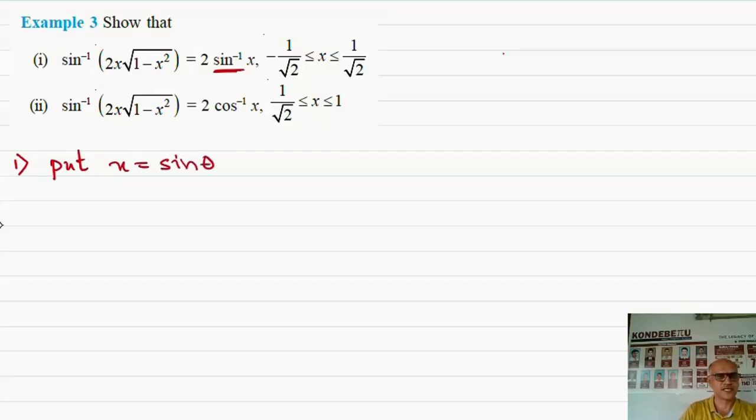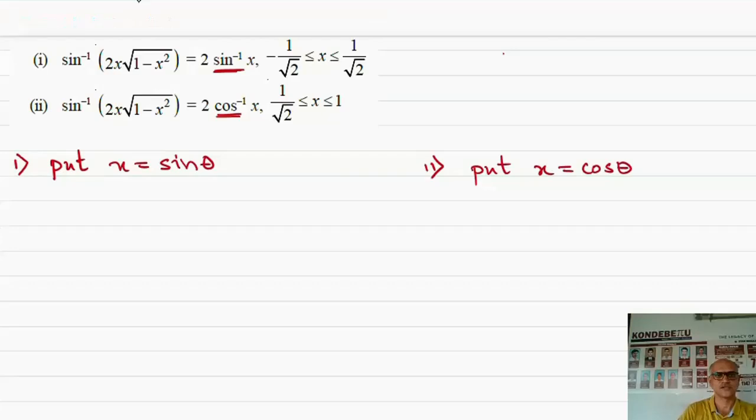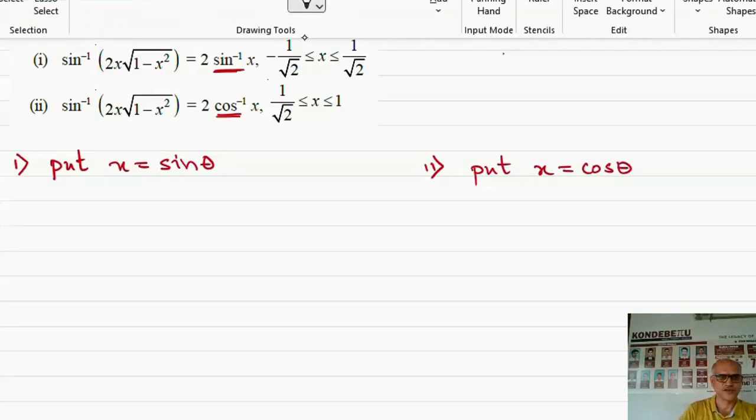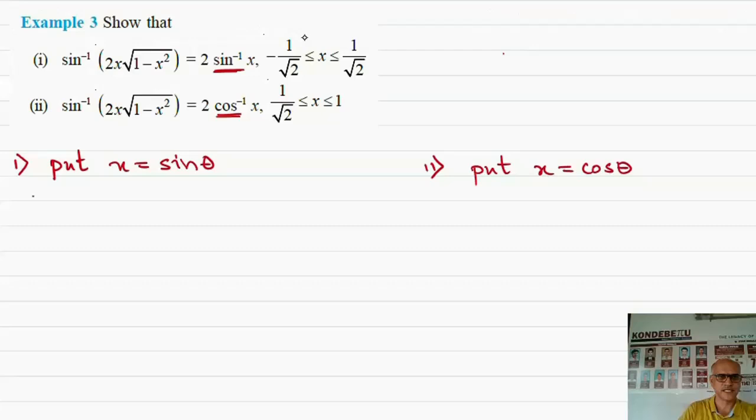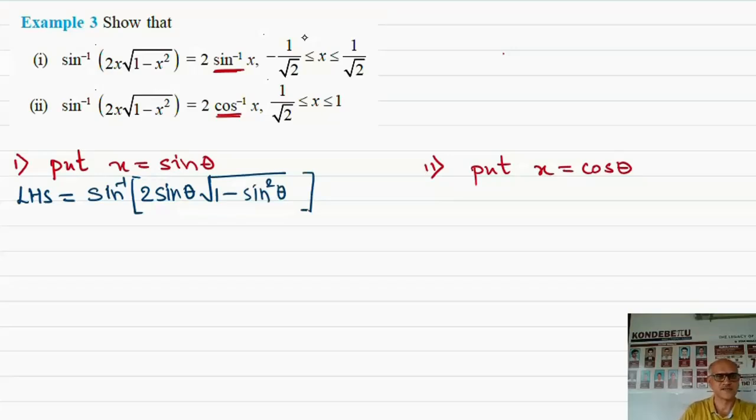Put x equal to sin theta. Similarly, for the second, since cos is there, in the second you are required to put x equal to cos theta. Now if I solve the first one, in LHS I will substitute sin theta. So LHS is equal to sin inverse of 2 sin theta into root of 1 minus sin square theta.